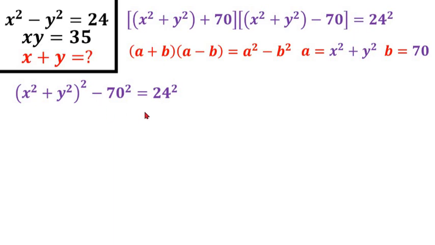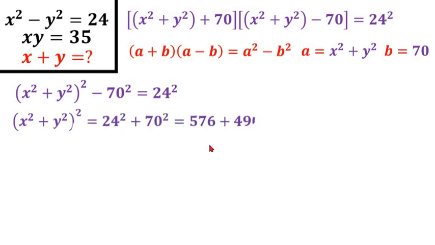Now we're going to add 70 squared to both sides, so we're moving it over to the right. Then if we solve for these two squares, 24 squared would be 576 and 70 squared would be 4,900. We add those together, and we'd still have x squared plus y squared, squared is equal to 5,476.